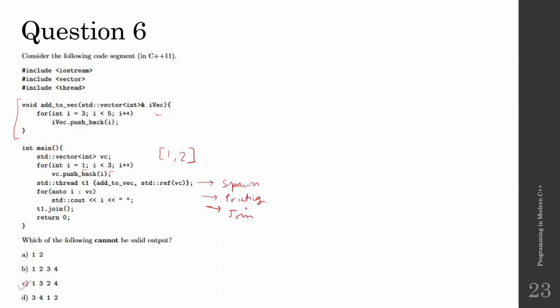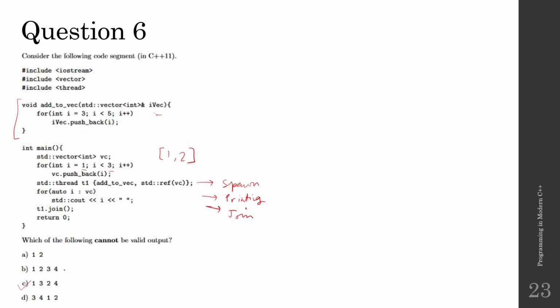So your option A is actually a valid output because we are adding the numbers 1 and 2 to the vector, and then we are spawning the thread, and then we are printing it. Let us say that this add to vec function fails to execute by that time. It takes some more time to execute, so the numbers have not been added. So then the answer will be 1 and 2 only. So 1 and 2 is a valid output.